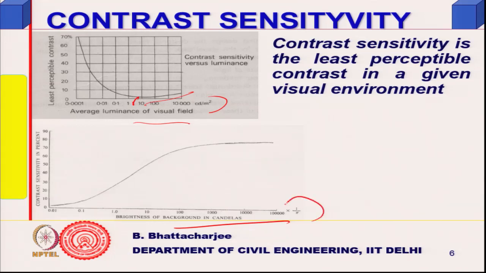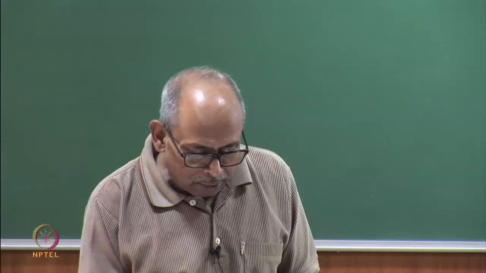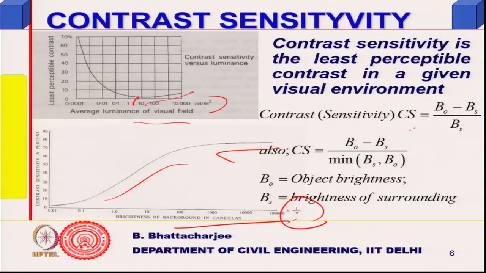It is in apostilbs, converted to candela, that is why 1 by pi. So, contrast sensitivity increases, but becomes steady. It is defined in a slightly different manner, not exactly using this formula, slightly one is 1 minus that. So, contrast sensitivity increases, because here it was constant or reducing, here it is showing that it is constant.